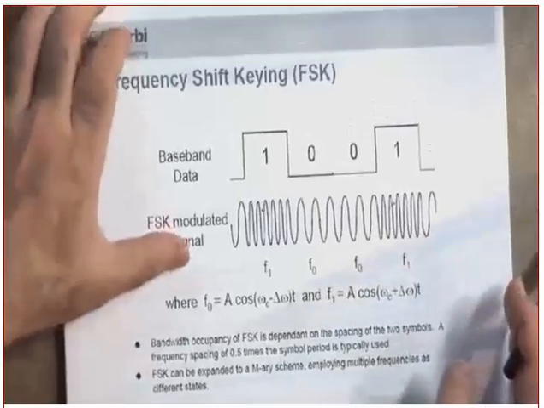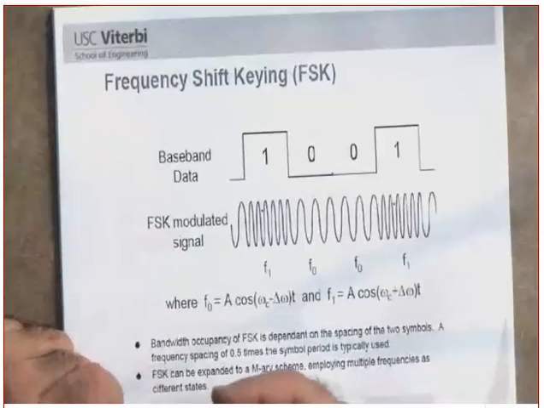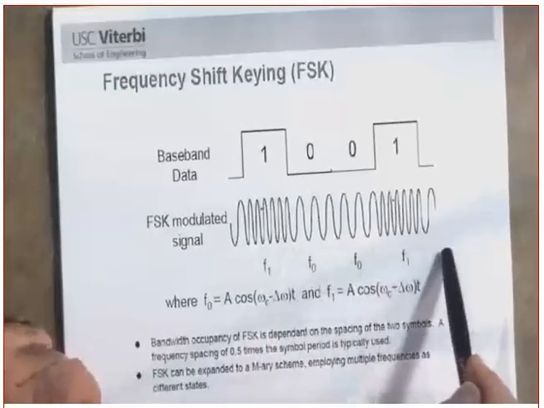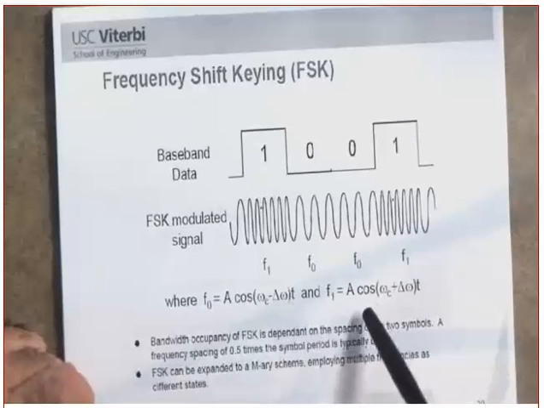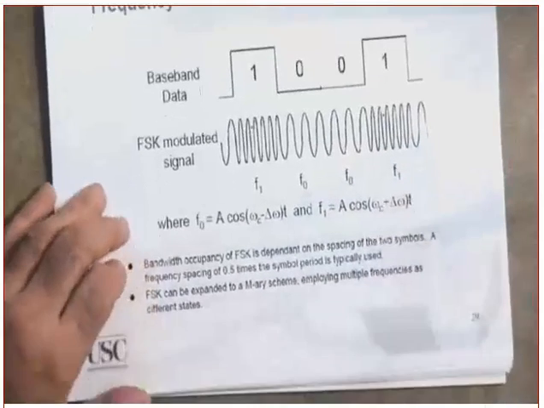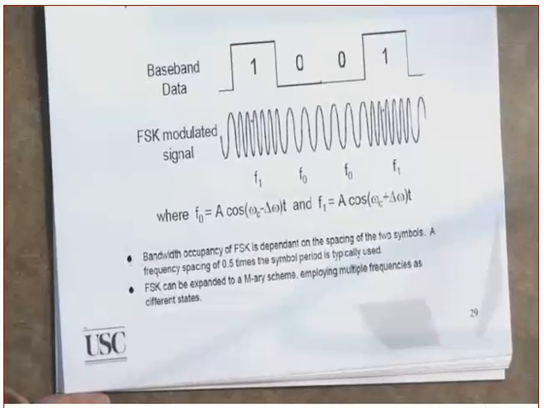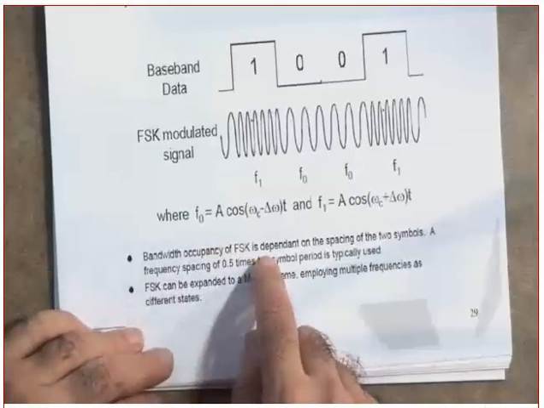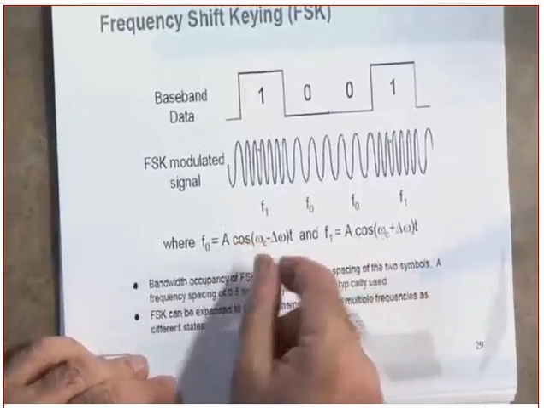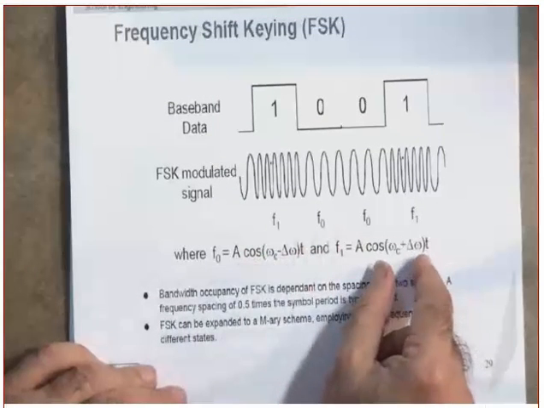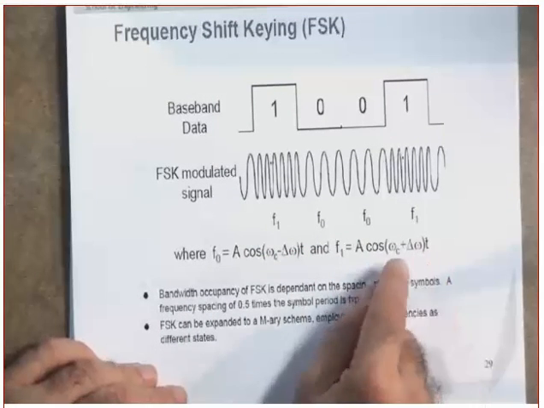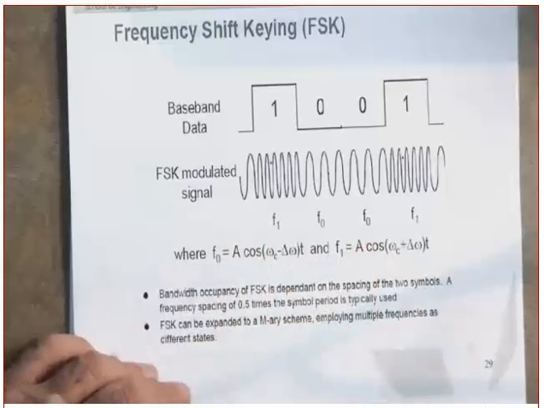This one is called frequency shift keying, binary frequency shift keying. You need two frequencies. One of them is omega C minus delta omega. The other one is omega C plus delta omega. The bandwidth occupancy of the FSK depends on the separation between these two frequencies, omega C minus delta omega and omega C plus delta omega. So the separation between them is 2 delta omega. Clear?